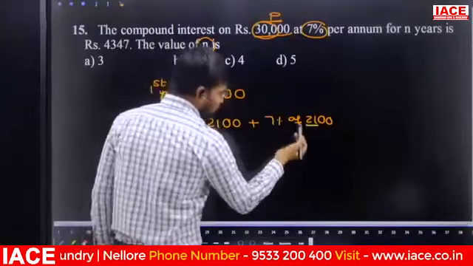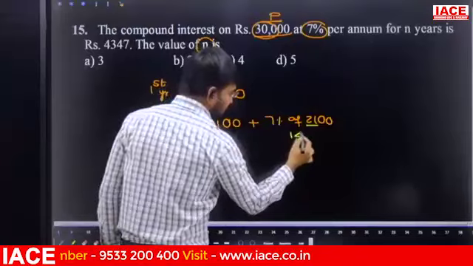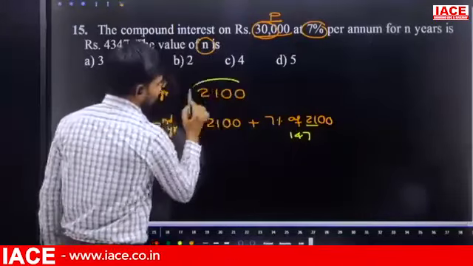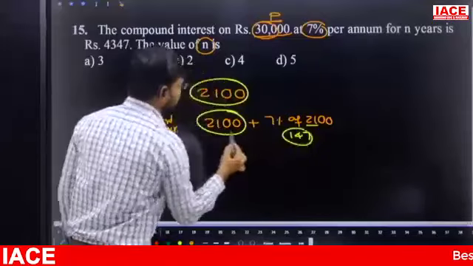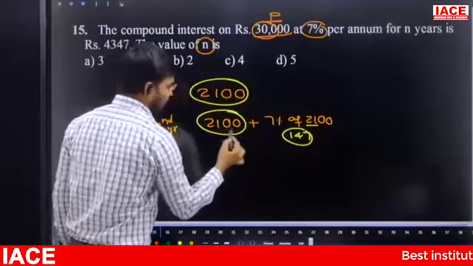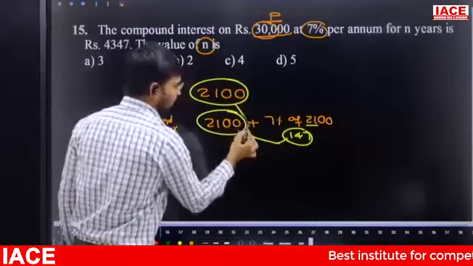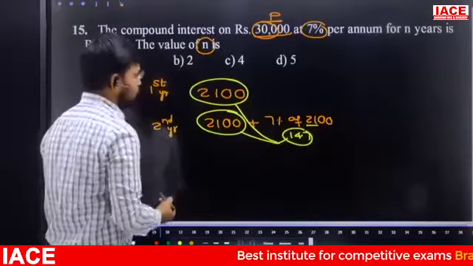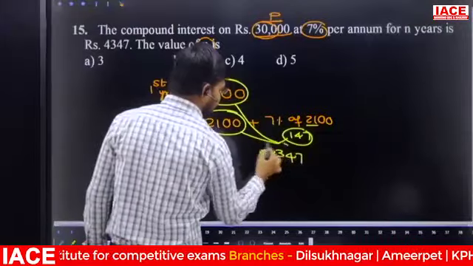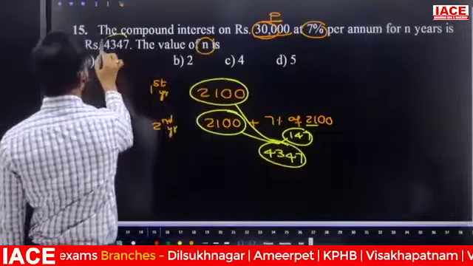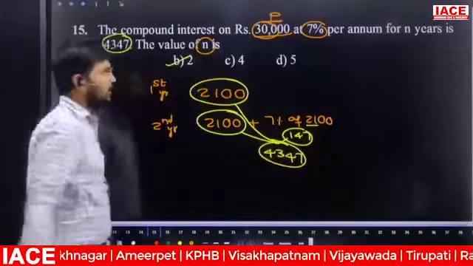So 7 into 720 is 147. 1 sevens are 7. It is nothing but 147. So first year interest is 2,100. Second year interest is also 2,100, plus 147 for the third. If I add all these three, how much am I getting? 4,347. So your answer is 4,347. It will take how many years? 2 years.